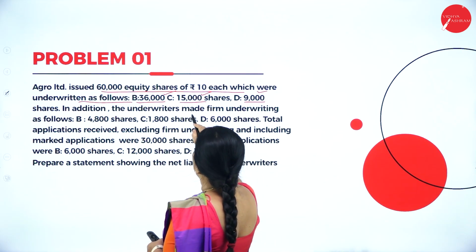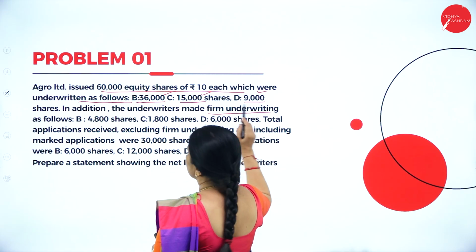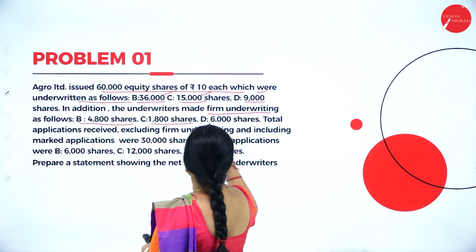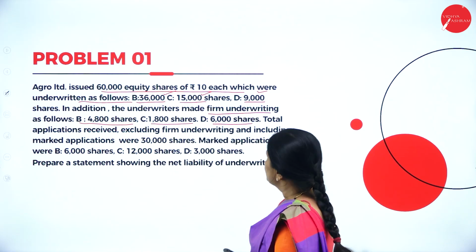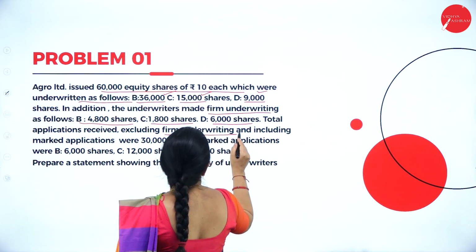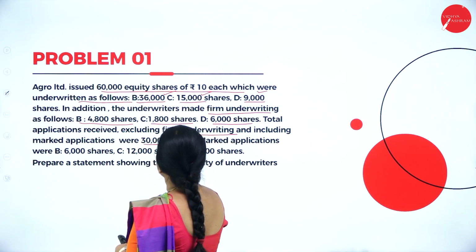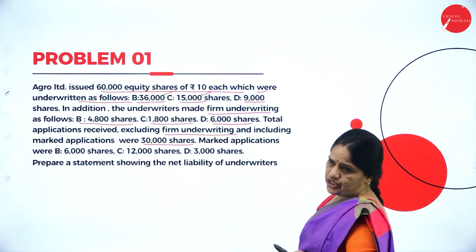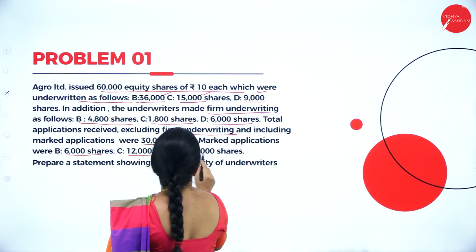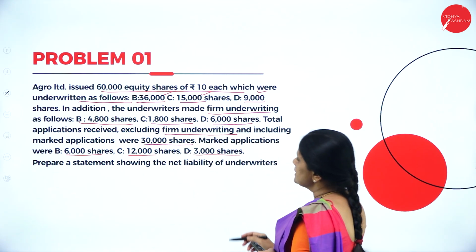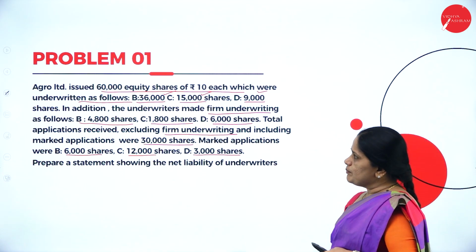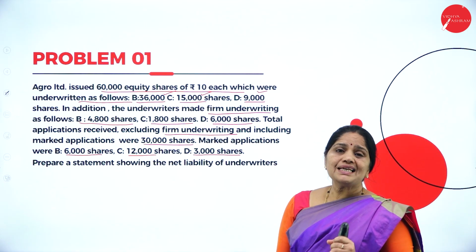In addition, the underwriters made firm underwriting as follows: B 4,800, C 1,800, D 6,000 shares. The total applications received excluding firm underwriting and including marked applications were 30,000 shares. Marked applications were 6,000, 12,000 and 3,000 shares. Prepare a statement showing the net liability of the underwriters. So, this is a problem where we have complete underwriting.